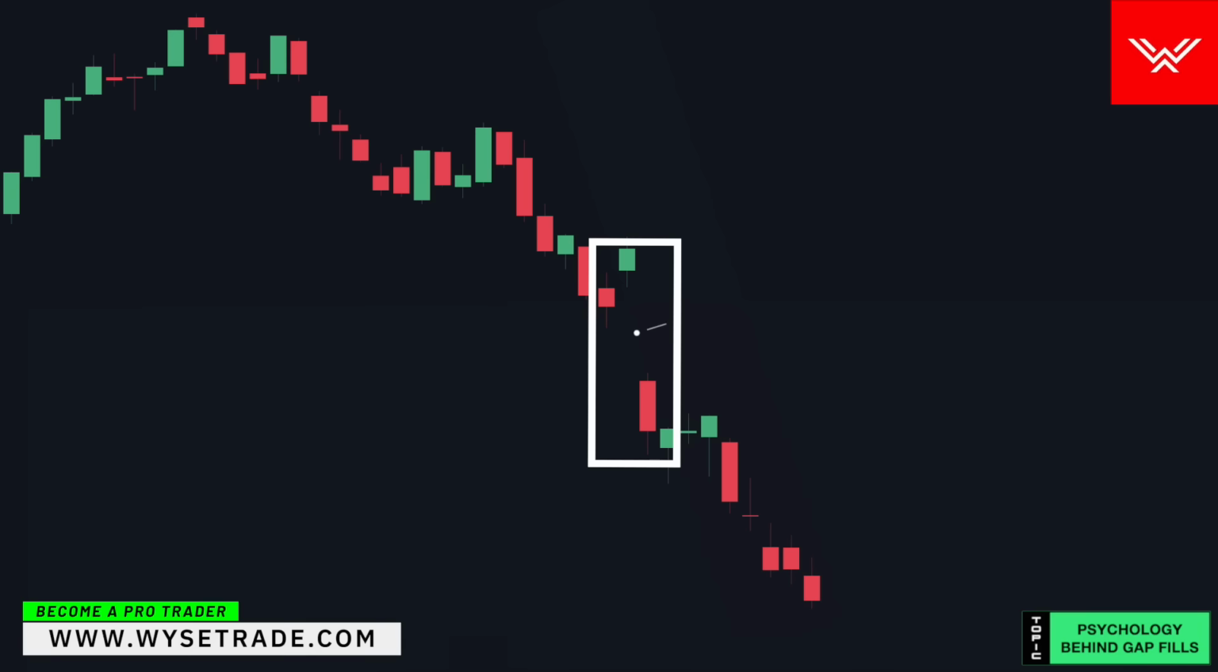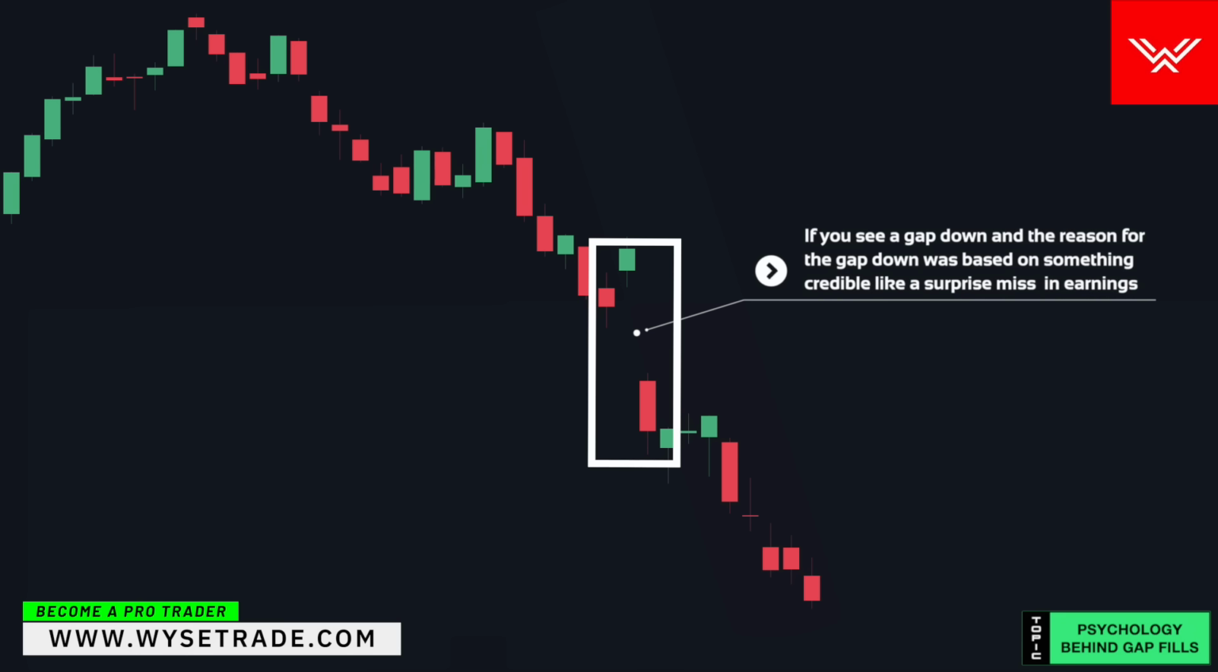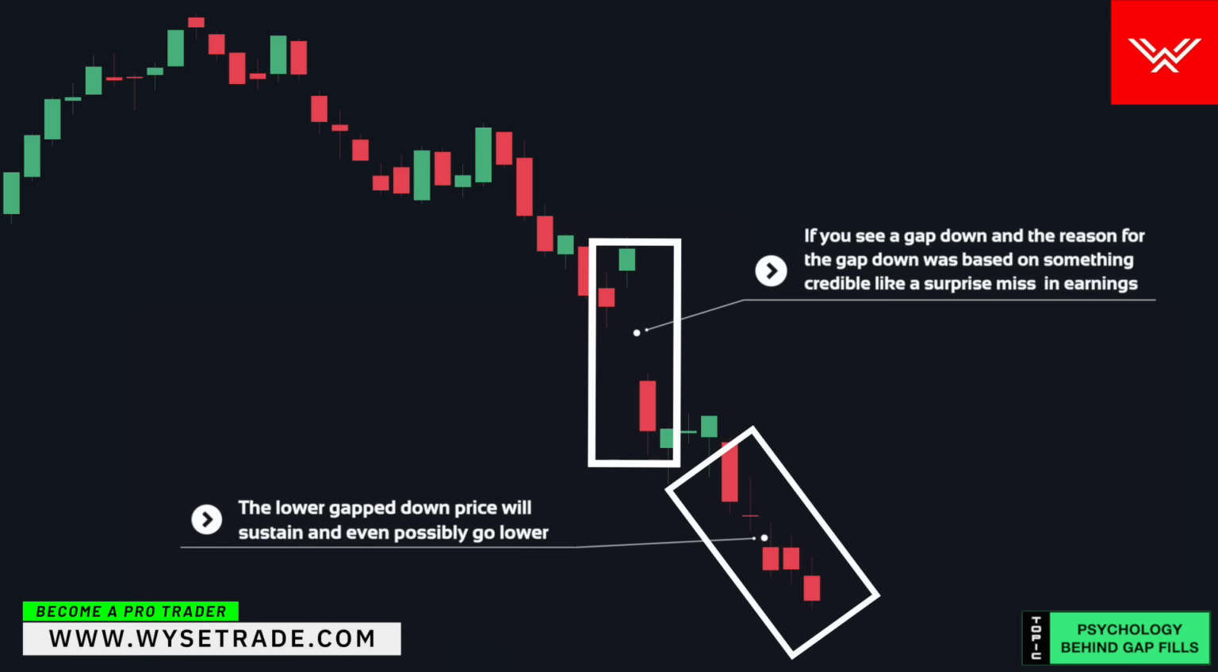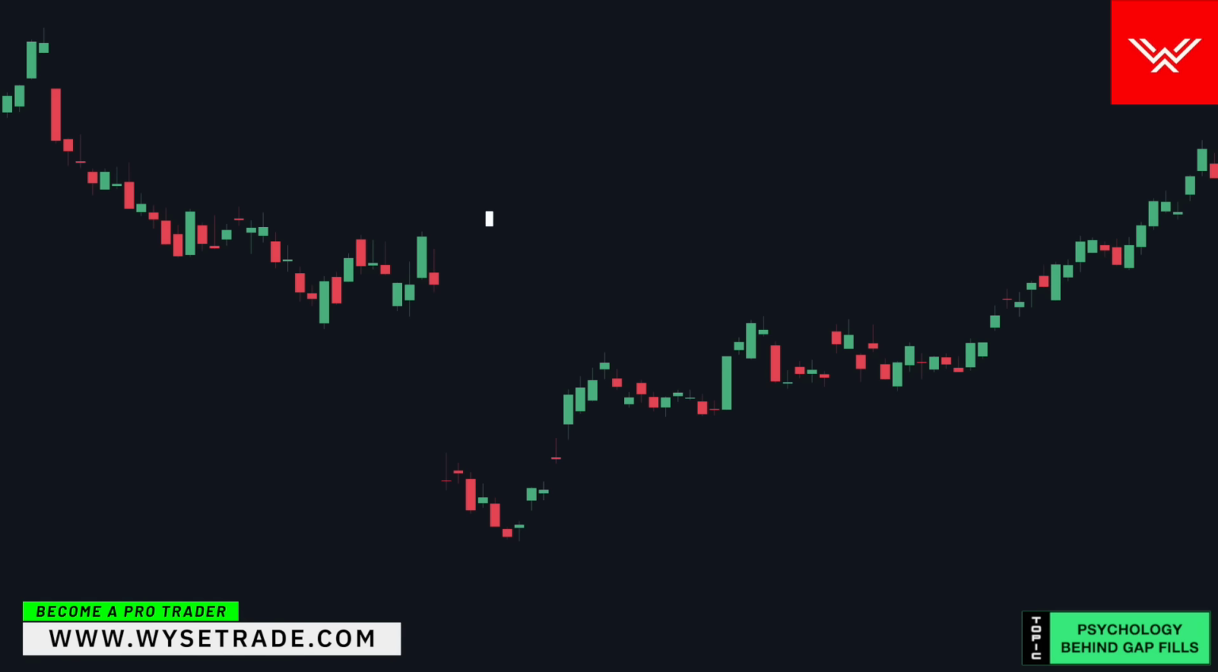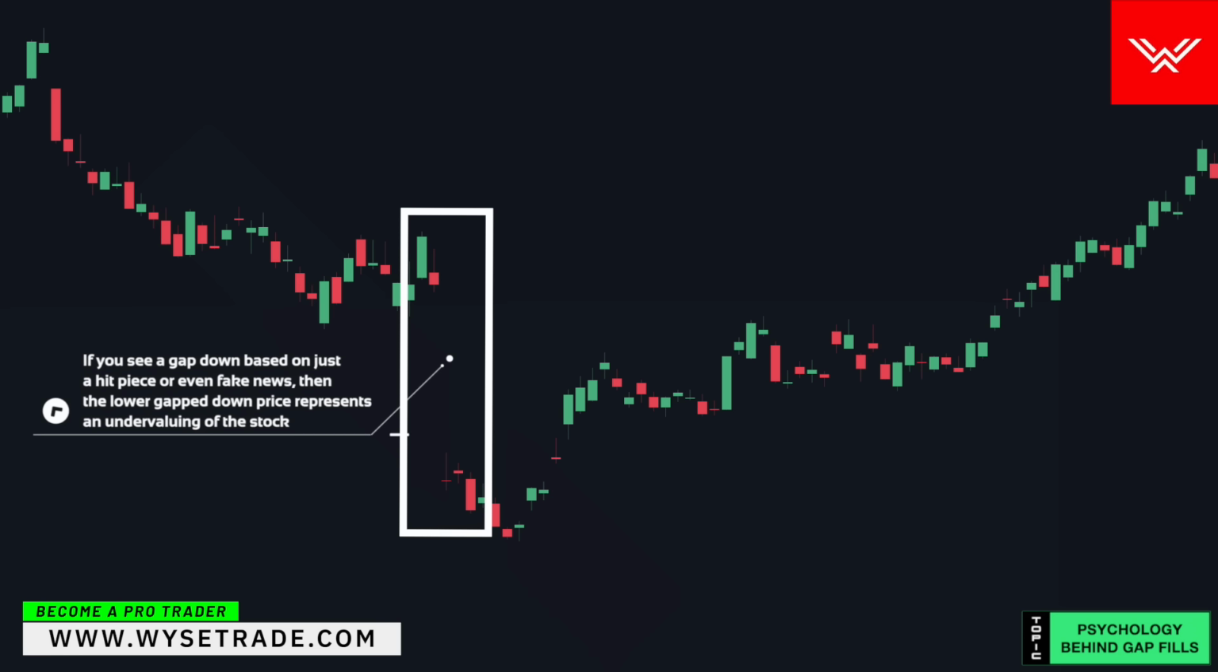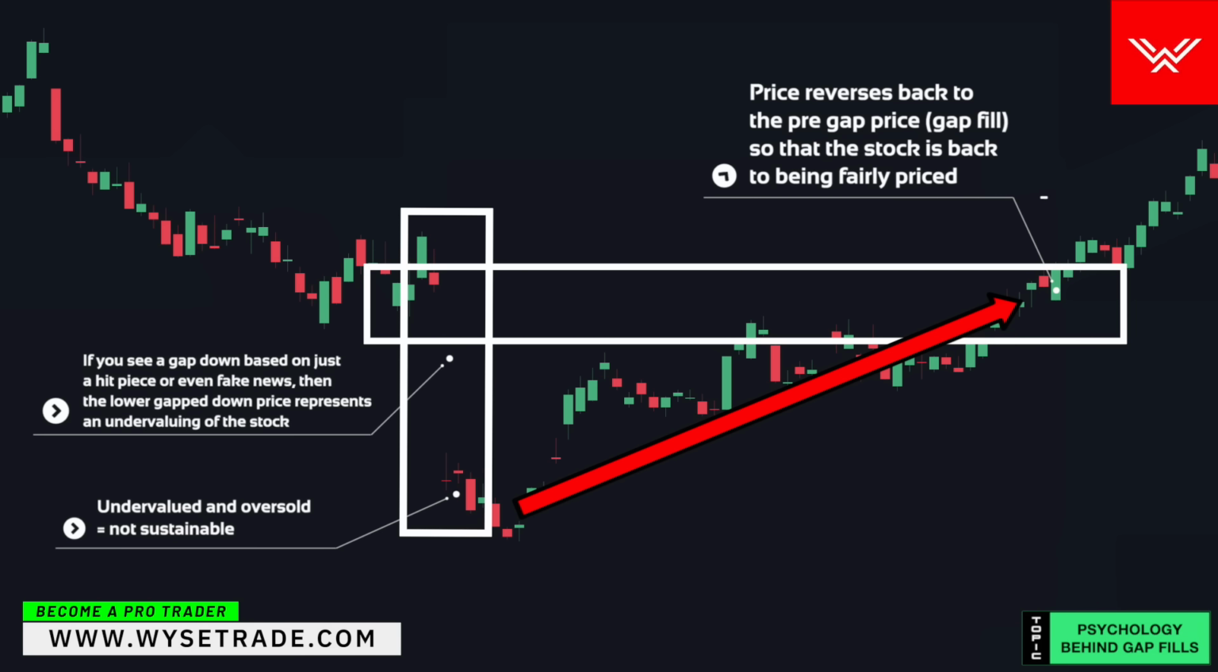If you see a gap down, and the reason for the gap down was based on something solid, like a surprise miss in earnings, the lower gapped down price will sustain and even possibly go lower. If you see a gap down based on just a hit piece or even fake news, then the lower gapped down price represents an undervaluing of the stock, also known as oversold, and the price will correct back to the pre-gap price so that the stock is back to being fairly priced.